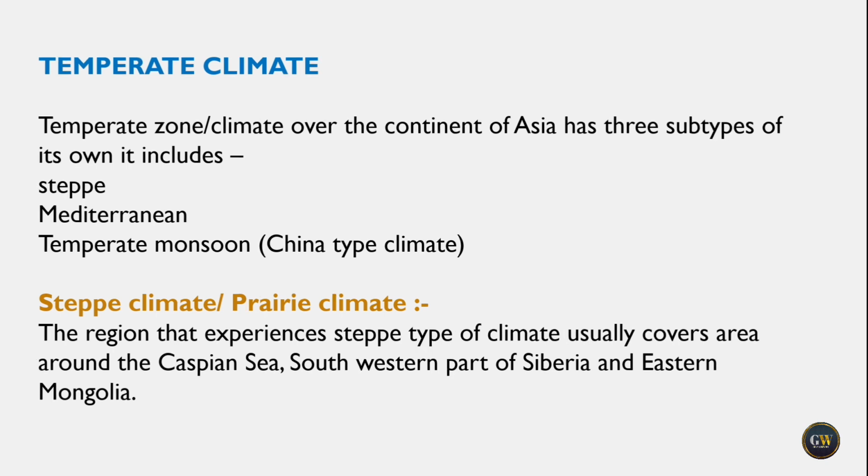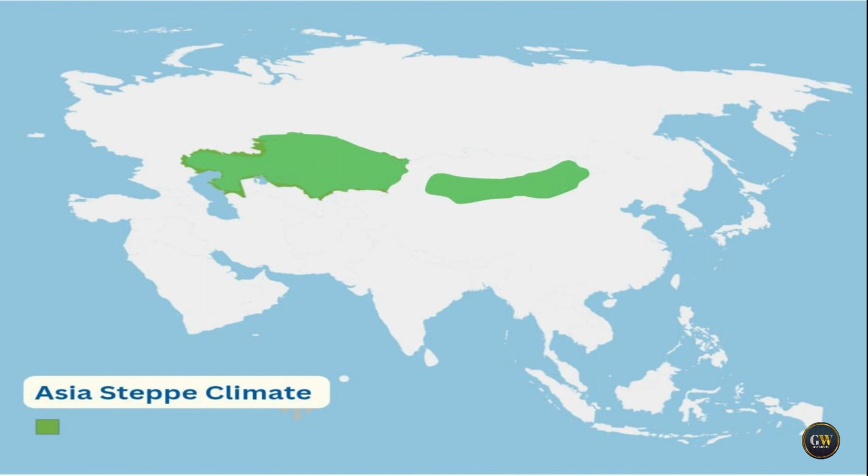So the steppe type of climate, also known as the prairie climate, is dominated by grasslands, vast stretches of grassland, and no tall trees can grow because of the low rainfall. The area that usually covers the steppe type of climate includes the area around the Caspian Sea, the southwestern part of Siberia, and eastern Mongolia. So here you can see the steppe type of climate is around eastern Mongolia and around the Caspian Sea and in the southwestern part of Siberia. So this is the steppe type of climate.